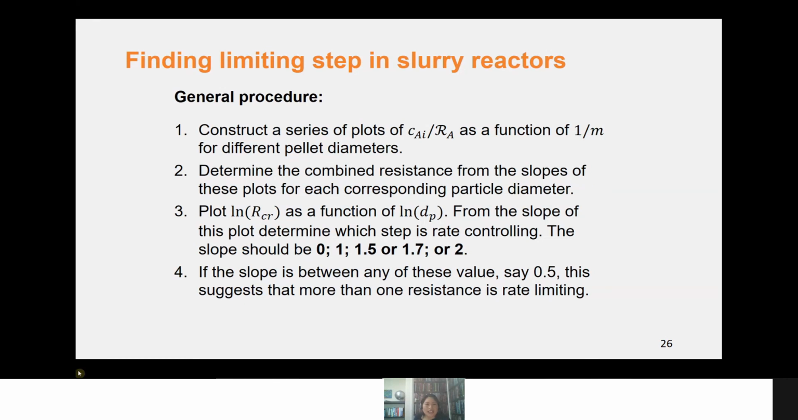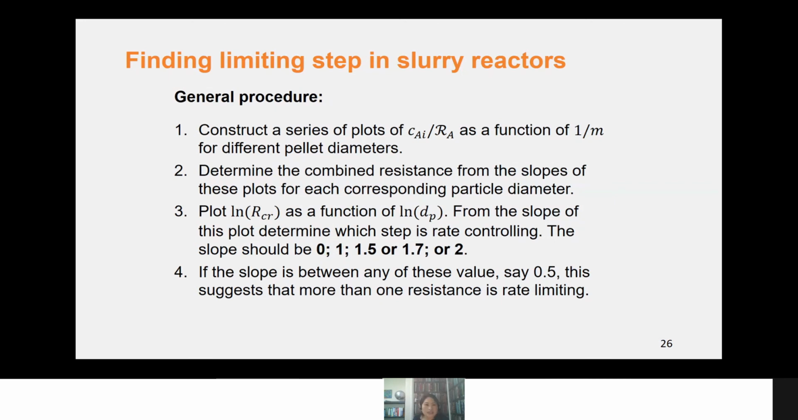Okay, so any questions? You may find the slope to be at an intermediate value, say 0.5, so between 0 and 1. What do you think that means? Okay, that means that more than one factor is controlling. If it's 0.5, it is a combination of the surface reaction and internal diffusion.